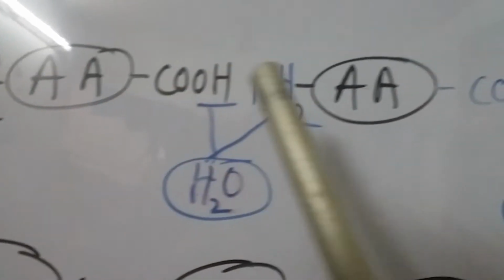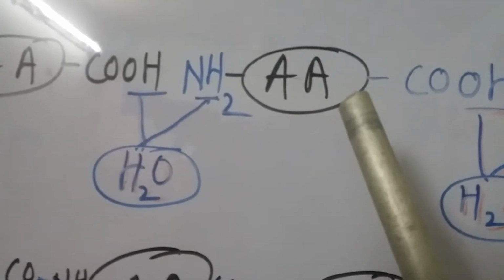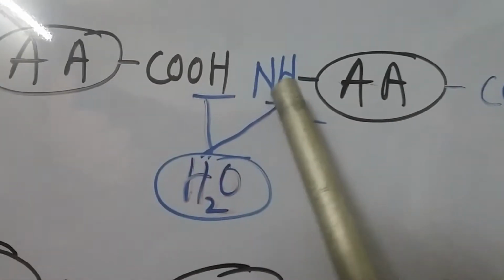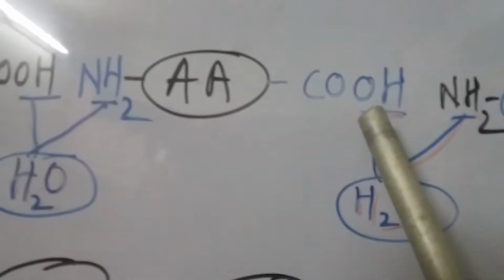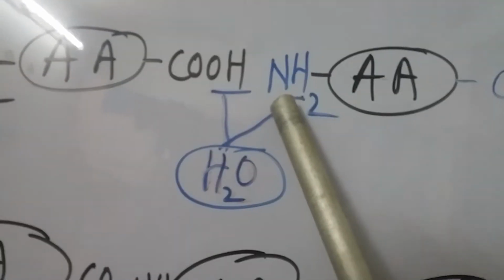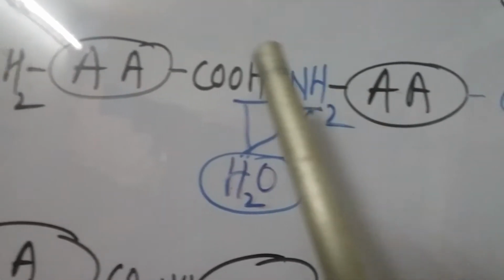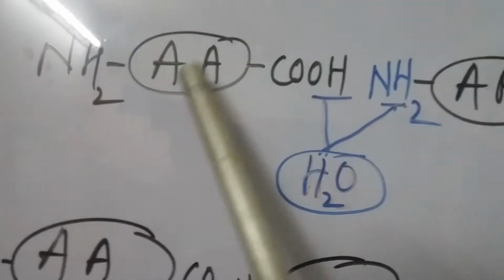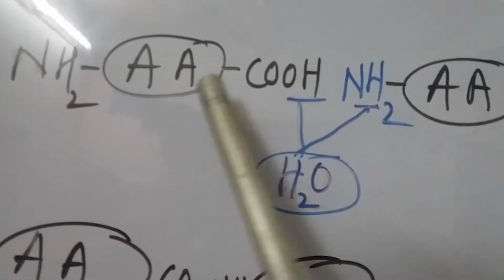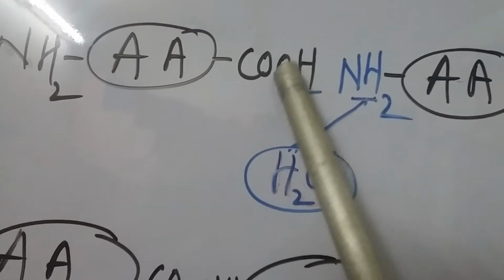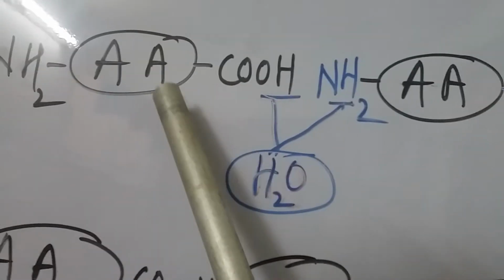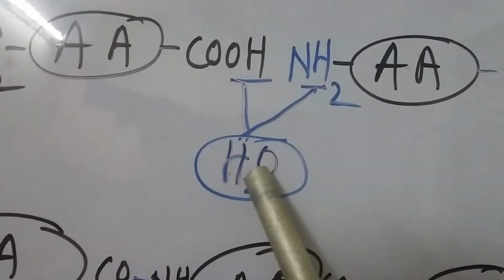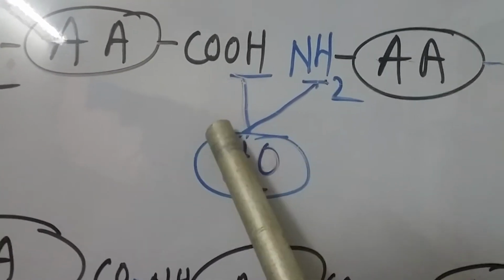How will this amino acid get linked or bind with another amino acid? This amino acid also has its amino group NH2 and its carboxyl group COOH. The NH2 group of one amino acid will release one hydrogen atom, and the COOH group of another amino acid will release the OH group. So this OH hydroxyl group from one amino acid and the H from the NH2 of the other amino acid will bind together and convert into a water molecule.